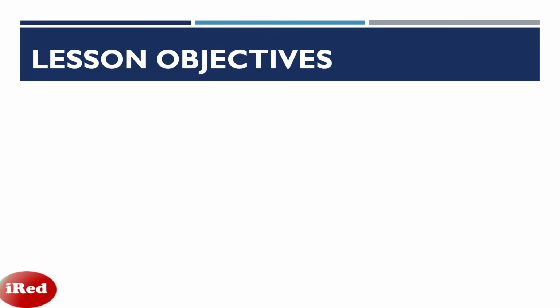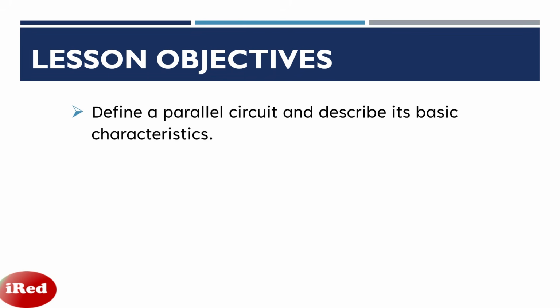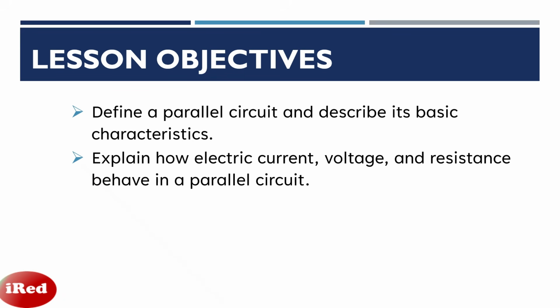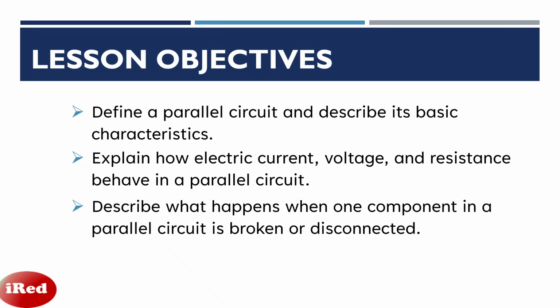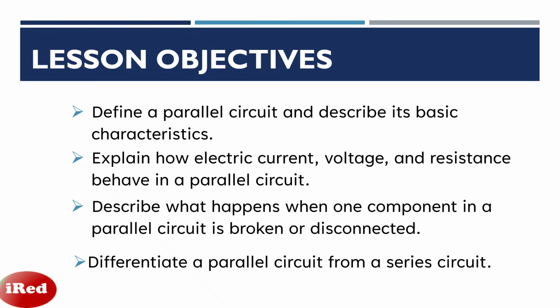By the end of this lesson, you will be able to, first, define a parallel circuit and describe its basic characteristics. Second, explain how electric current, voltage, and resistance behave in a parallel circuit. Third, describe what happens when one component in a parallel circuit is broken or disconnected. Fourth, differentiate a parallel circuit from a series circuit.